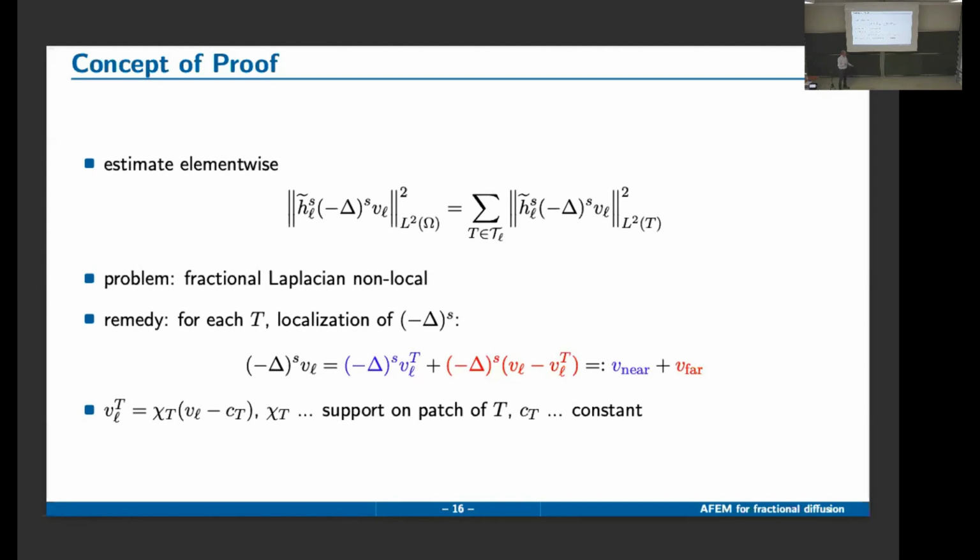So I would say this is the general idea I will use twice today: split it into something local and something smooth. So what do I take here? I take some kind of a cutoff function, which is supported on the patch of the fixed element. So I have an element fixed here, take the patch of the element, and take a cutoff function supported in there. And for Poincare purposes, I also take a constant in there. So this is the localization, but it's inside the operator. This is the crucial key. And this is just the remainder term. I call this near field and far field.